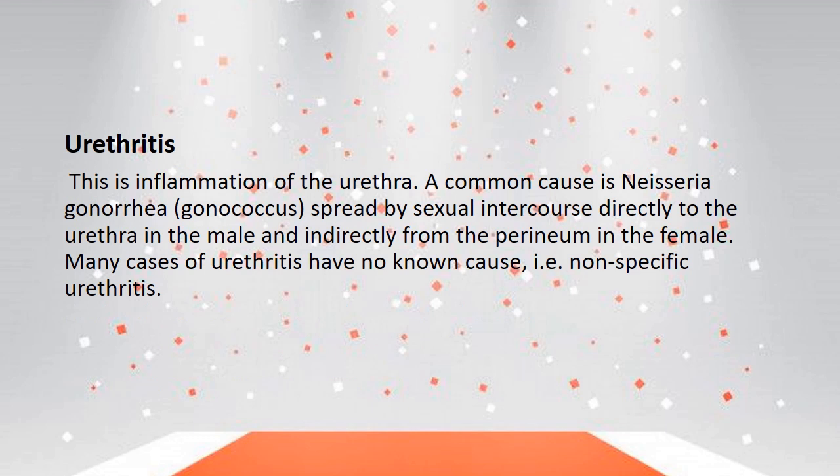The second condition on the lower urinary tract infection is urethritis, which is the inflammation of the urethra. A common cause is Neisseria gonorrhoeae, spread by sexual intercourse directly to the urethra in the male and indirectly from the perineum in the female. Many cases of urethritis have no known cause, i.e., non-specific urethritis.